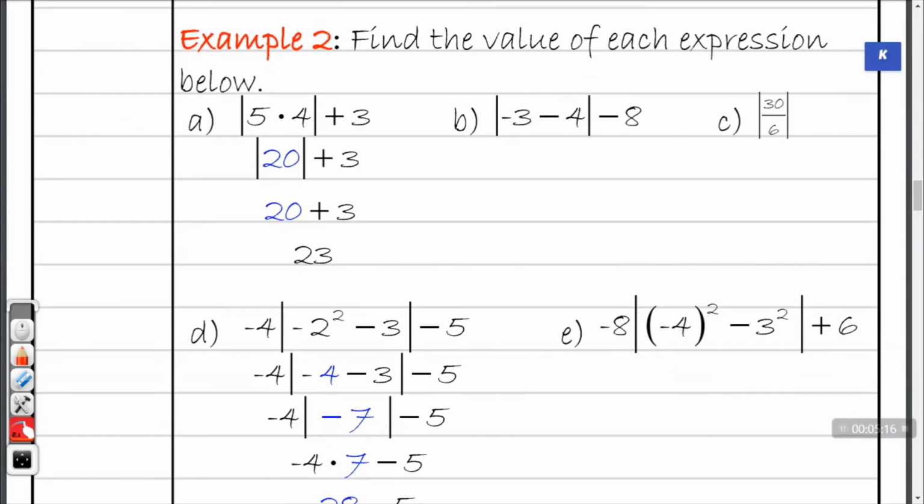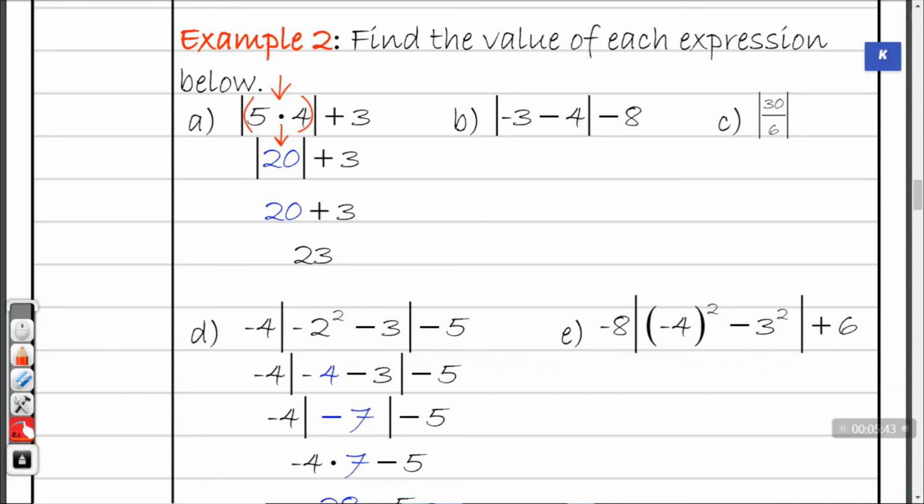Let's take a look at a few examples down here. All right, take a look at example A. In A, we have the absolute value of 5 times 4, and then we're adding 3. So the absolute value of 5 times 4 plus 3. Well, we must treat this as a group, as a parenthesis, in the same way that we would look at it as the parenthesis here of 5 times 4 and then plus 3, and I would multiply 5 times 4 first. We're going to do that same thing, and when we multiply 5 times 4, we get 20.